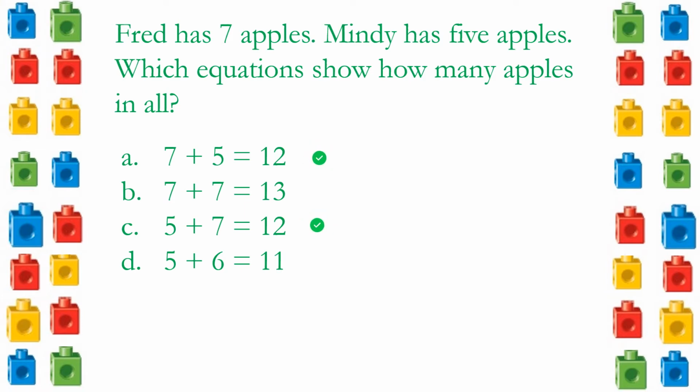Now, one of the things you have to be careful of is back in the problem. Fred has 7 apples, I'm sorry. And over here it says Mindy has 5 apples. But you know what's different about this? I did not use the number 5. I said it, but I actually wrote out the word. That'll happen sometimes. So 7 plus 5 is 12. 5 plus 7 is 12. We can add in any order. Let's move on.